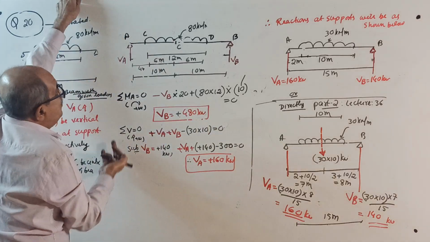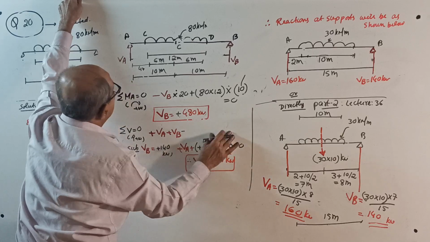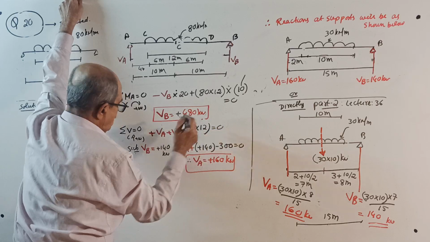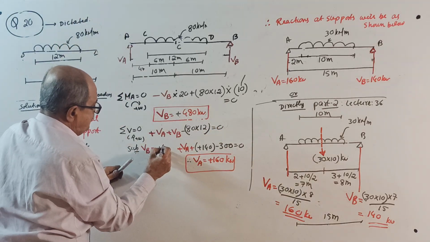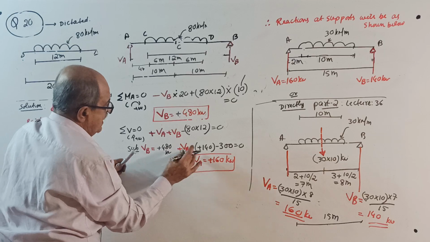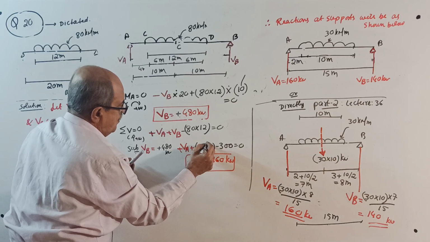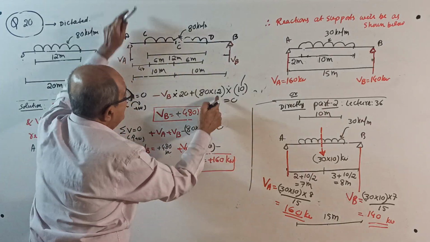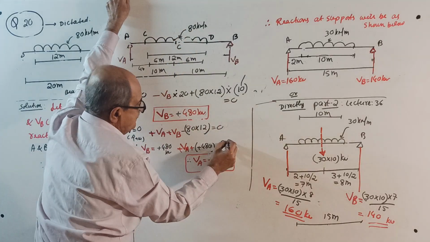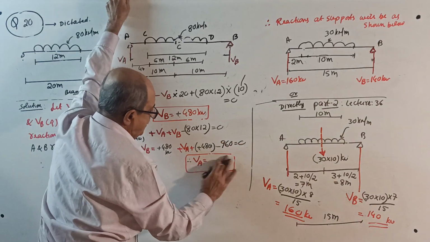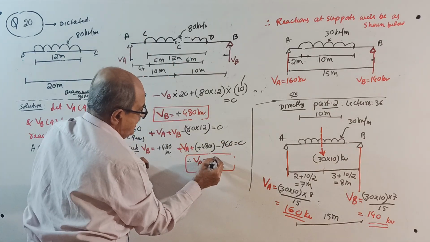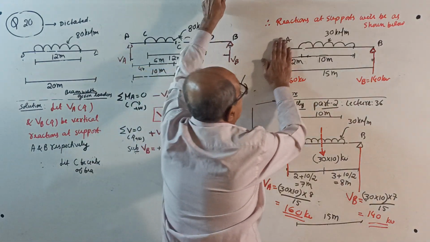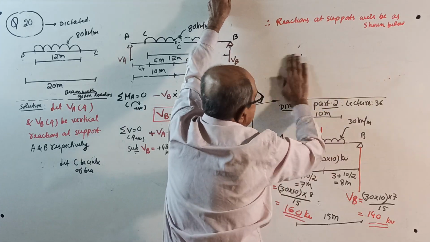Sigma V equal to 0: VA plus VB minus 80 into 12, the total load, equal to 0. Substitute VB equal to plus 480 kilonewton. You will get VA plus 480 minus 960 equal to 0. VA also will come plus 480 kilonewton. Therefore, right here, therefore, answer.